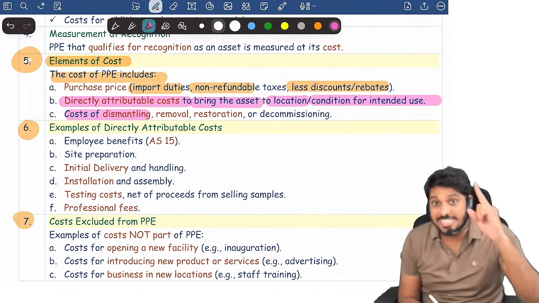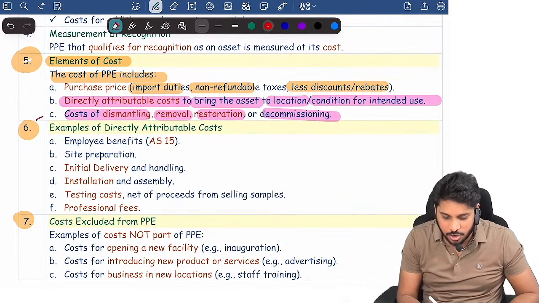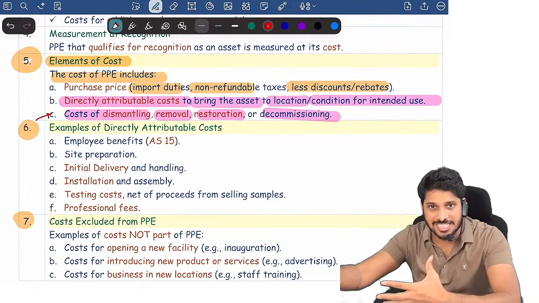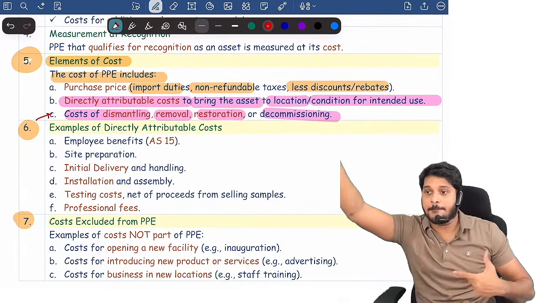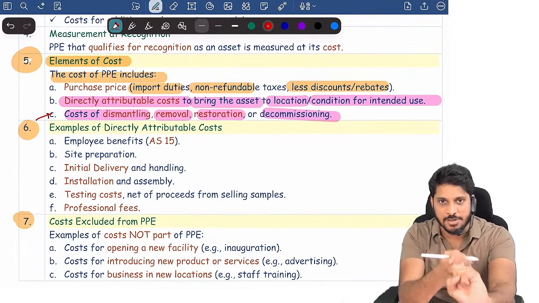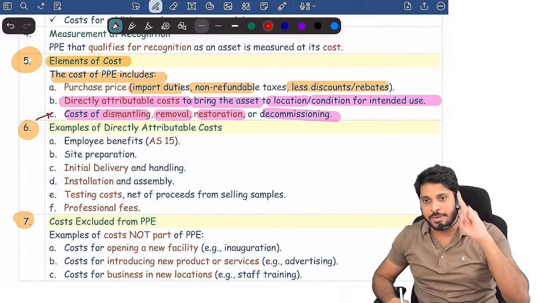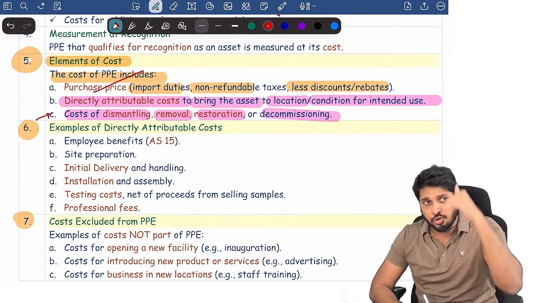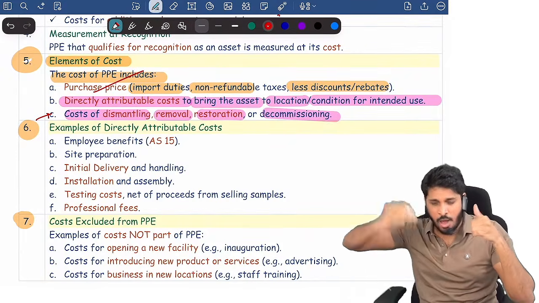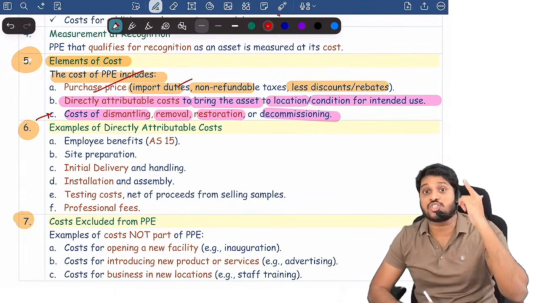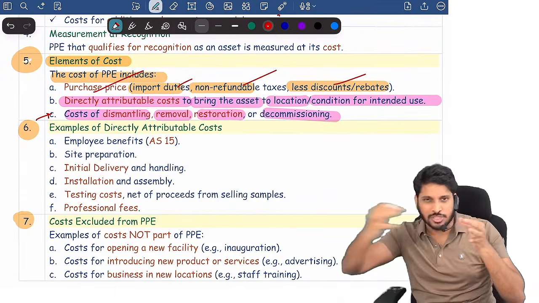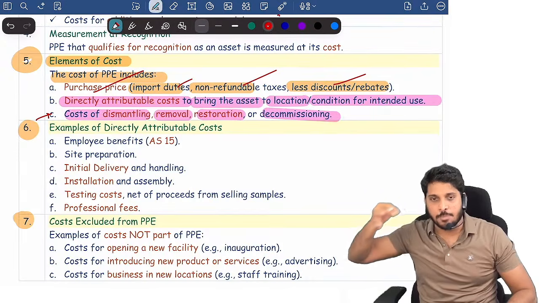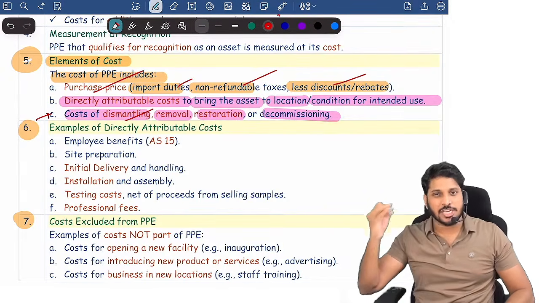And cost of dismantling, removal, restoration, decommissioning, we call it a decommissioning liability. Tomorrow after 20 years we need to dismantle this machine and restore the site. For that, whatever cost you are going to incur, you should calculate the present value, and that also you should capitalize. So what are the components of cost of PPE? One is purchase price. Purchase price means the amount paid to the exporter if imported machinery, or amount paid to the vendor, plus import duty which is non-refundable, less of course discount and rebate, plus any cost that you incur to bring the PPE into present location, and dismantling charges, decommissioning liability, all that.